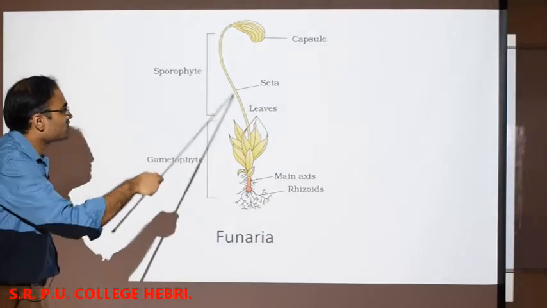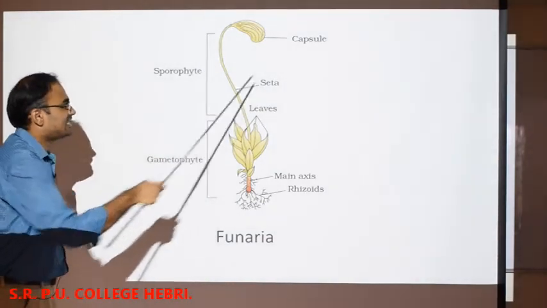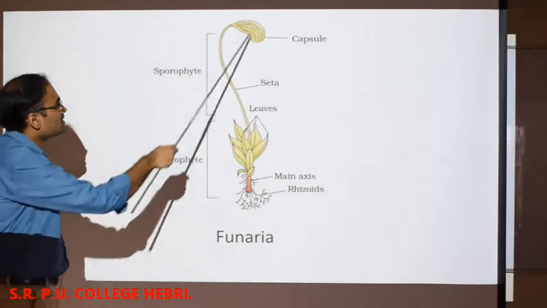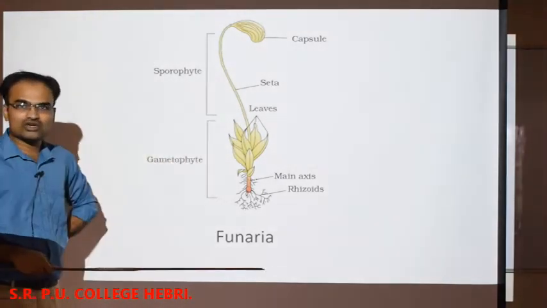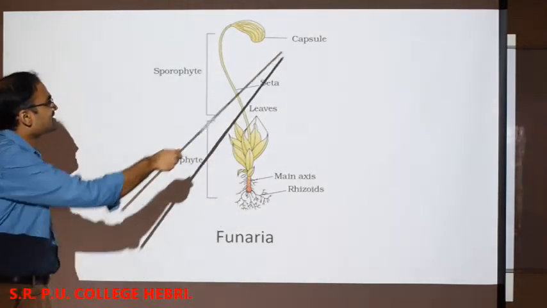The stalk of the sporophyte is called the seta, S-E-T-A, seta. The tip portion of the sporophyte is called the capsule. Okay, the tip portion of the sporophyte is called the capsule.